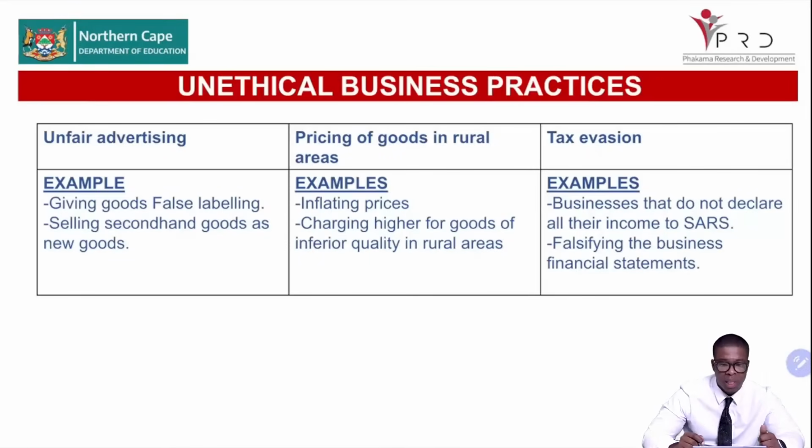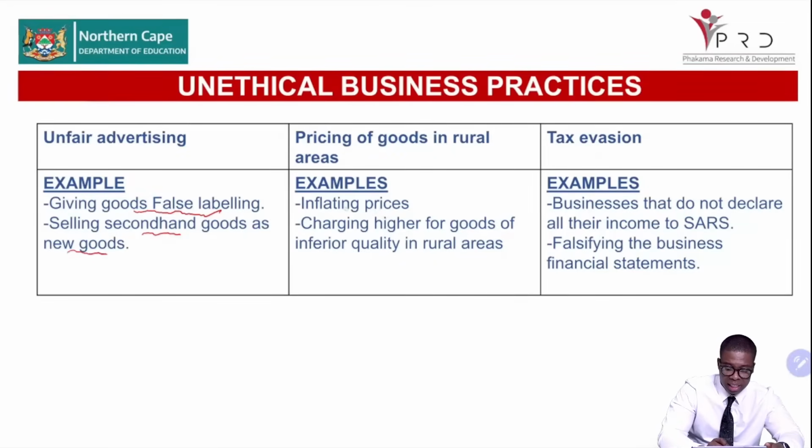Then, let us look into examples of unfair advertising, pricing of goods in rural areas, and tax evasion. Unfair advertising refers to what? For example, it refers to giving goods false labeling. The product is expected to have a certain brand, but the product does not have that brand, meaning it is given false labeling, which is unfair advertising. Selling second-hand goods as new goods is considered to be unfair advertising as well, because a customer buys a product thinking they are buying a very new product that was not used, only to find out that it is second hand, someone used it before it was sold to them.